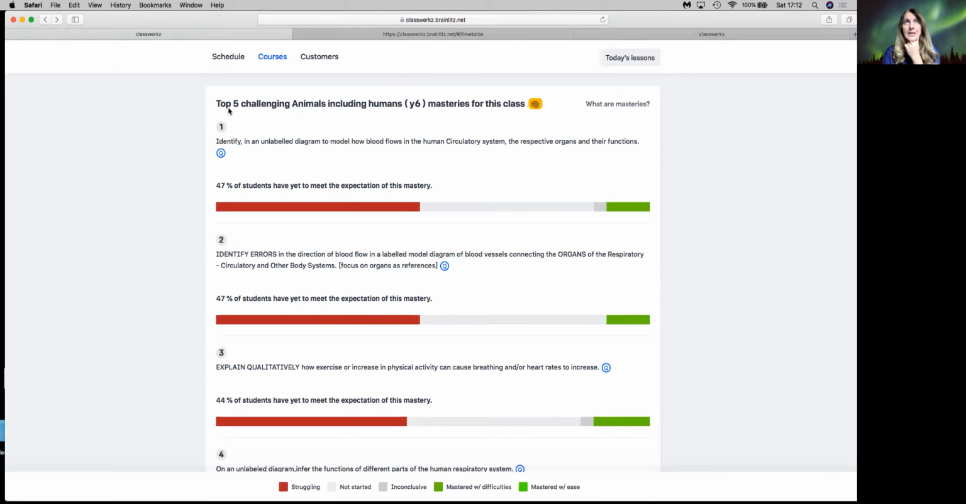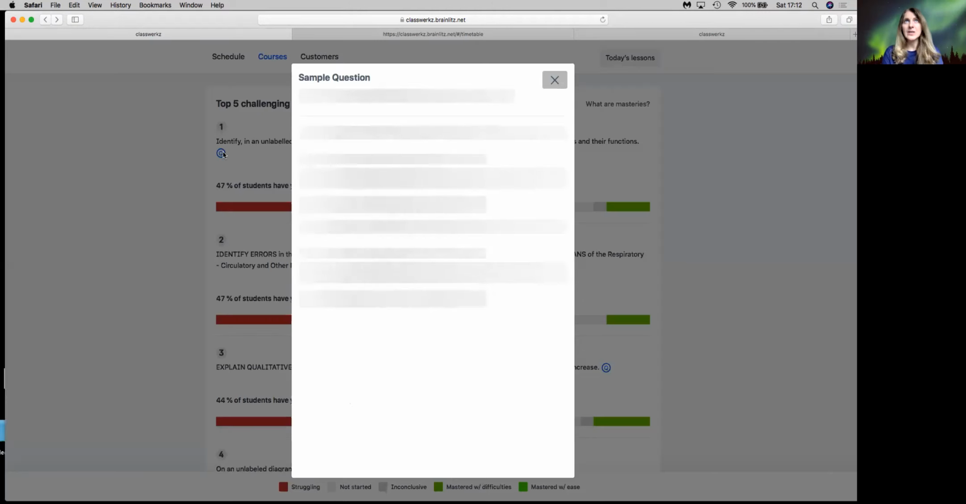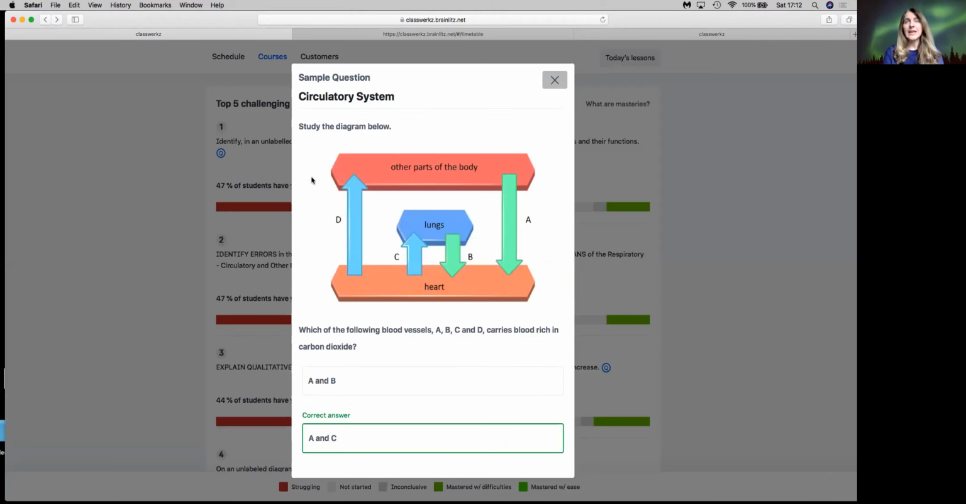So first of all, here we have the top 5 challenging topics from animals, including humans. The question for this particular one is: identify an unlabeled diagram to model how blood flows in the human circulatory system and the respective organs and their functions. And we can take a look at the question. Here is a diagram that they need to study. Which of the following blood vessels, A, B, C, and D, carries blood rich in carbon dioxide? Is it A and B, or is it A and C? So the answer is A and C.